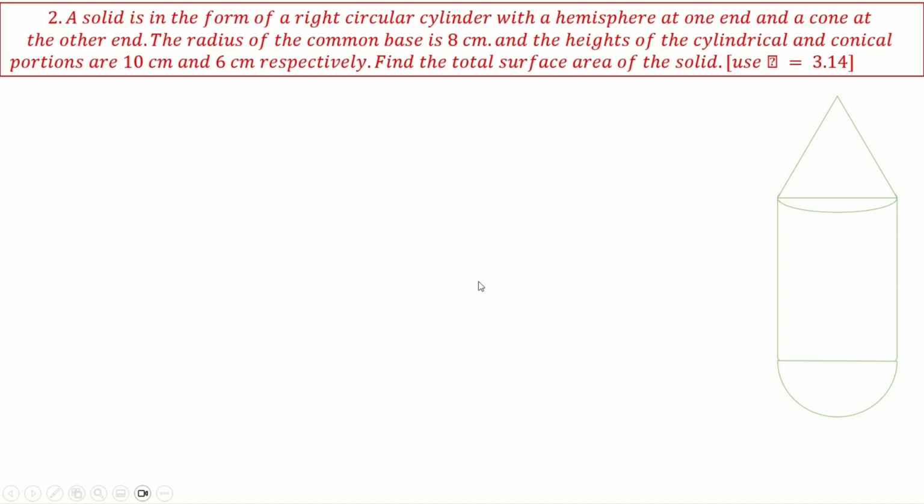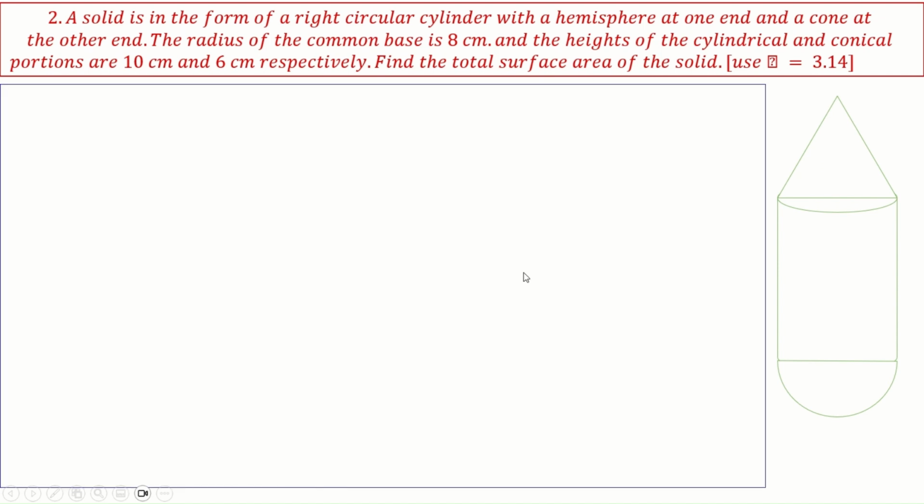Okay, next. A solid is in the form of a right circular cylinder with a hemisphere at one end and a cone on the other end. The radius of the common base is 8 centimeters. Heights of the cylinder and the conical portions are 10 centimeters and 6 centimeters. Find the total surface area of the solid.